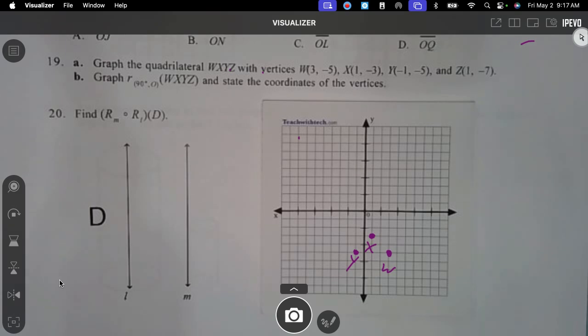That letter is Y. And over 1, down 1, 2, 3, 4, 5, 6, 7. And that letter is Z. And then I'll draw a quadrilateral, a little 4-sided figure there. Okay, W, X, Y, Z. Half my points, easy enough? Now we're going to take this and rotate it around the origin, 90 degrees.